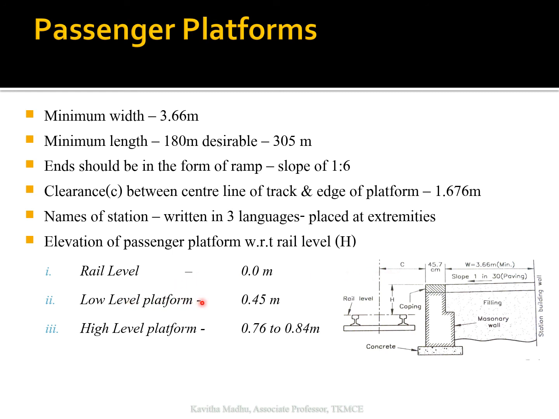The low level platform is 0.45 meter above the rail level, whereas the high level platform is in the range of 0.75 to 0.84 meter above the rail level. So that is how there are two types, low level platform and high level platform. Depending upon the importance of the station, it can be either low level or high level. Usually halt stations or flag stations have low level platforms, whereas a junction or a terminal station will have high level platforms.